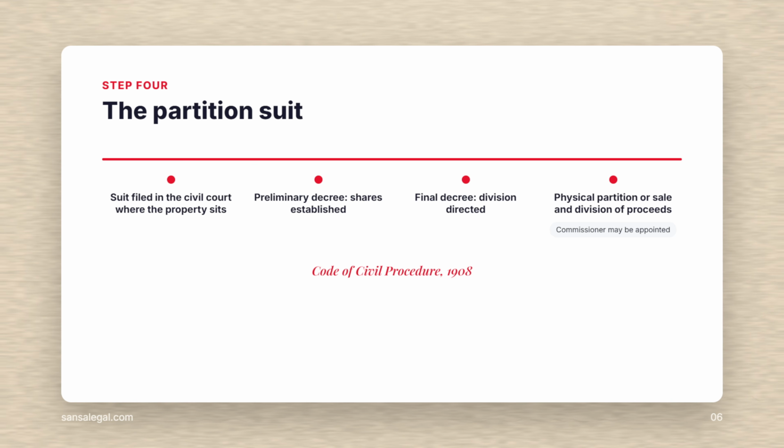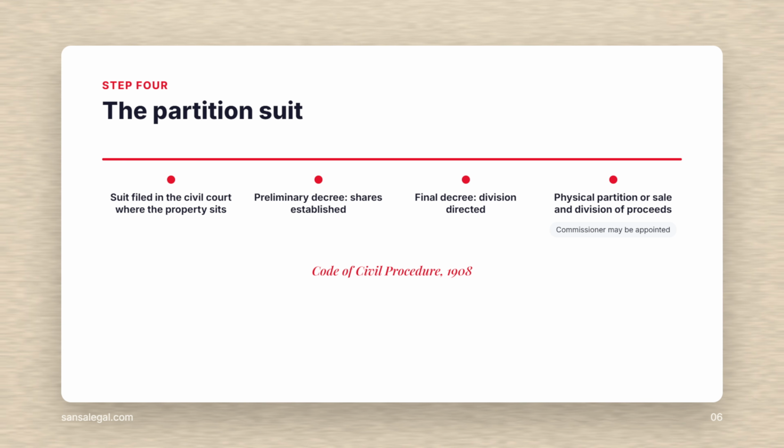The final remedy is a suit for partition under the Code of Civil Procedure 1908, filed in the civil court with jurisdiction over the property's location. You must be a co-owner or have a demonstrable legal interest in the property.